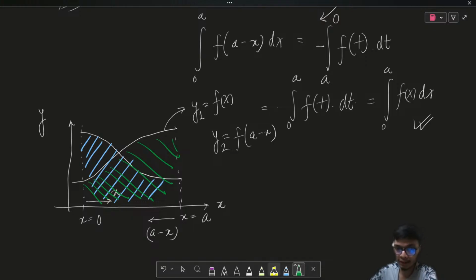So the area I'm plotting in green, the area under the y1 curve, is equal to the area under the y2 curve. This is also the geometrical interpretation of this property. You just do a graphical transformation, changing x to a minus x, and the area remains the same. That is the most important thing you need to understand to understand this geometrically. I hope this makes sense to all of you. Please let me know if this is clear or not.